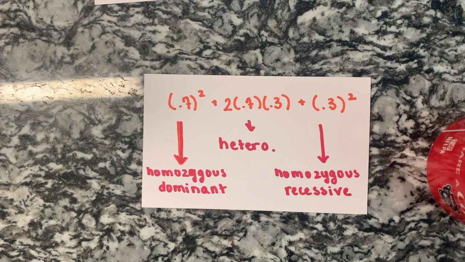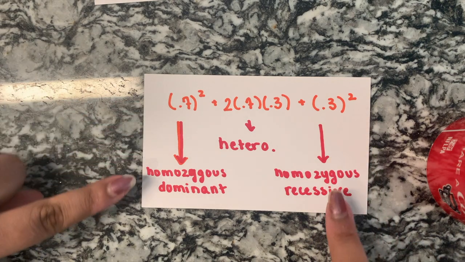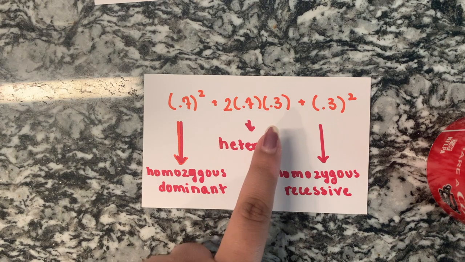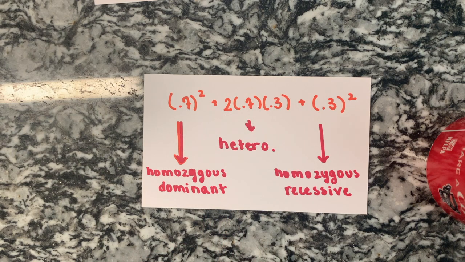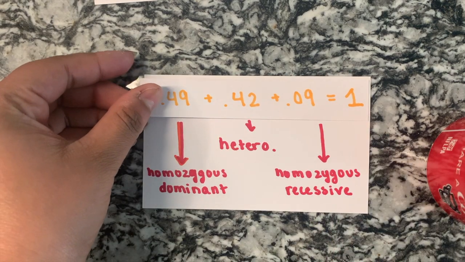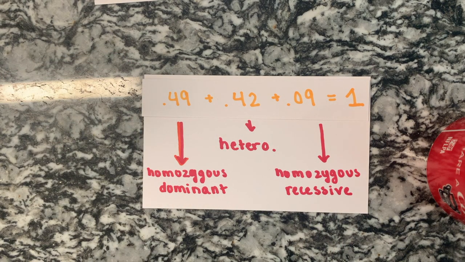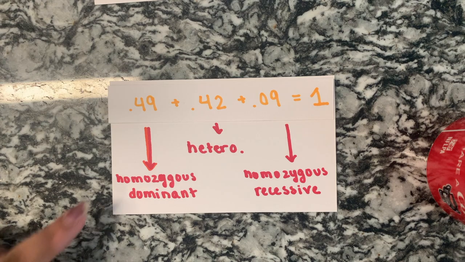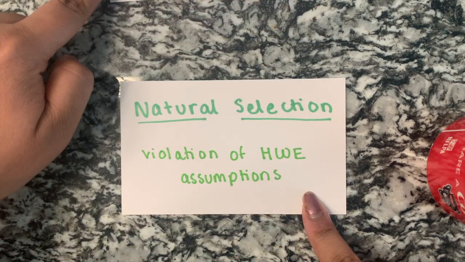We will square our P and our Q, which will give us the genotypic frequencies of our homozygous genotypes, and then multiply PQ by 2, which will give us the frequency of our heterozygous genotype. Adding all of those up, we can see that our sum is 1, meaning that our population is indeed in Hardy-Weinberg equilibrium. But what happens when one of the assumptions of the Hardy-Weinberg equilibrium is violated through something like natural selection? Let's take a look.